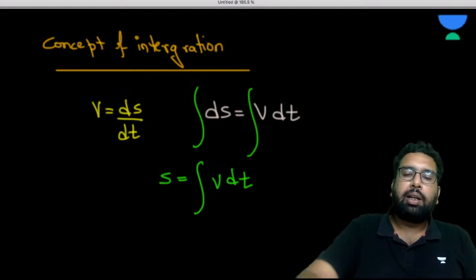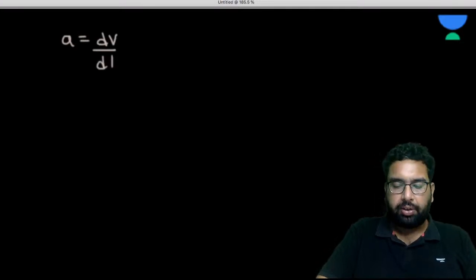Now, similarly, if we have, so acceleration is dv by dt. Acceleration is dv by dt.